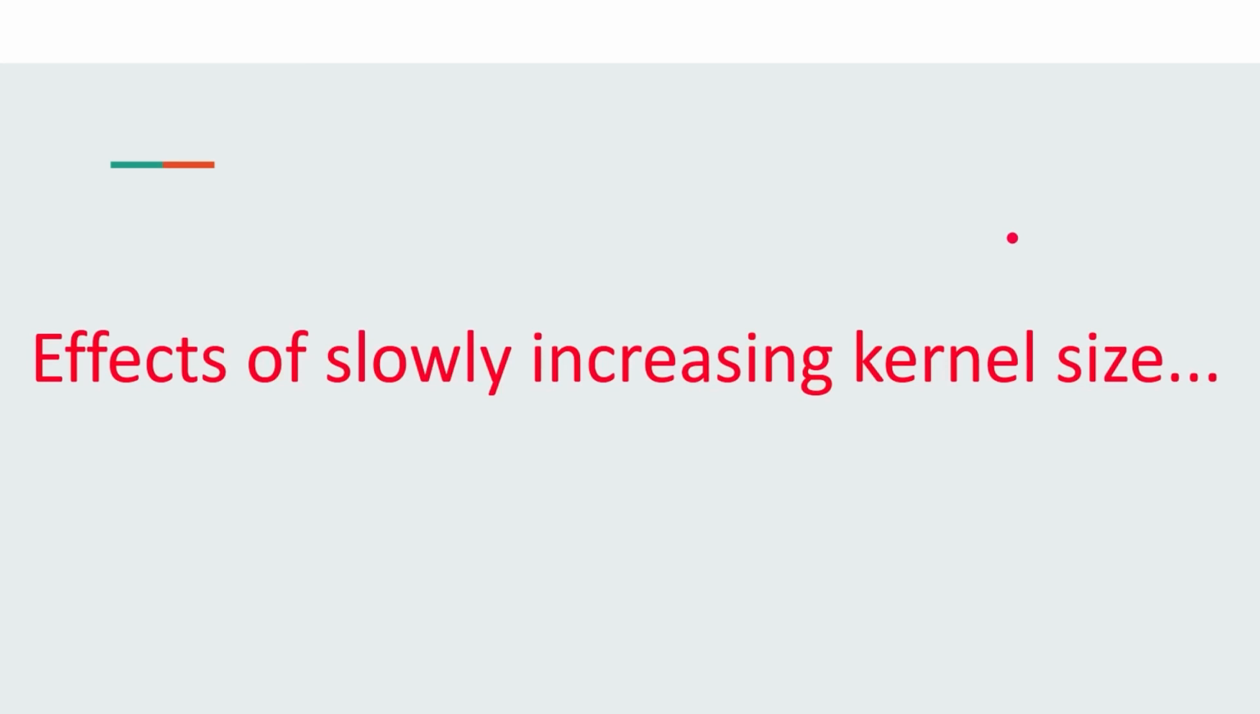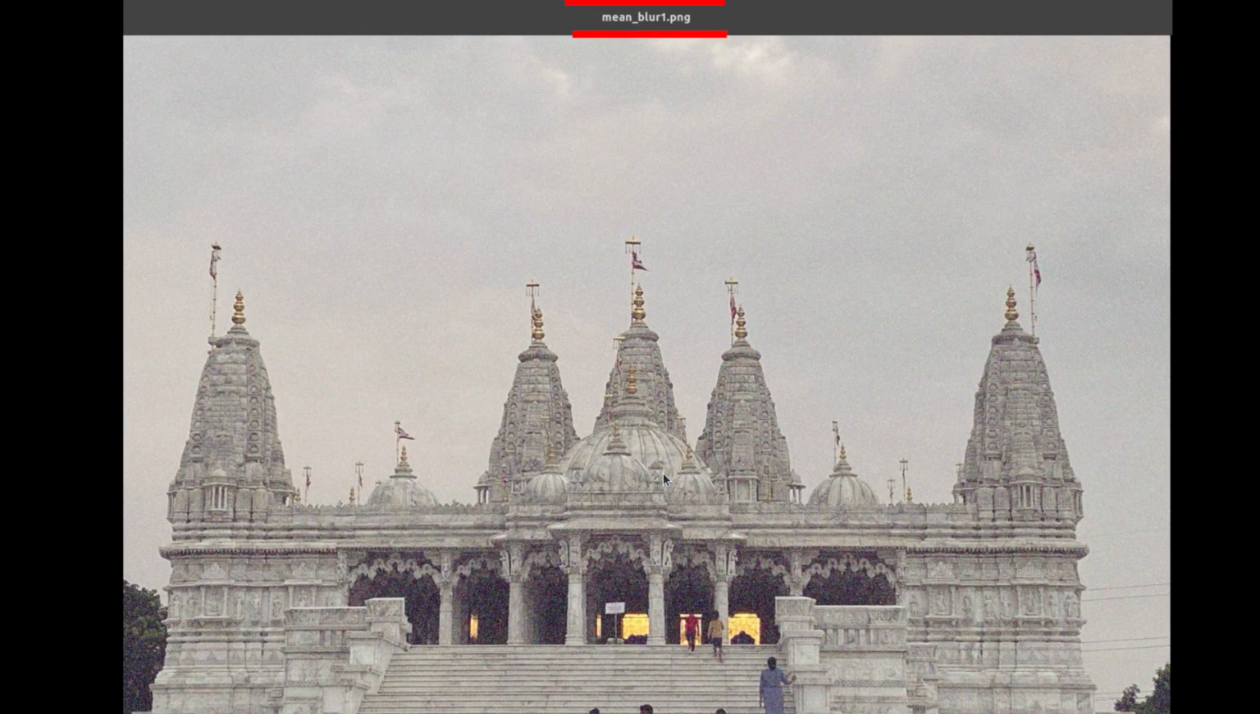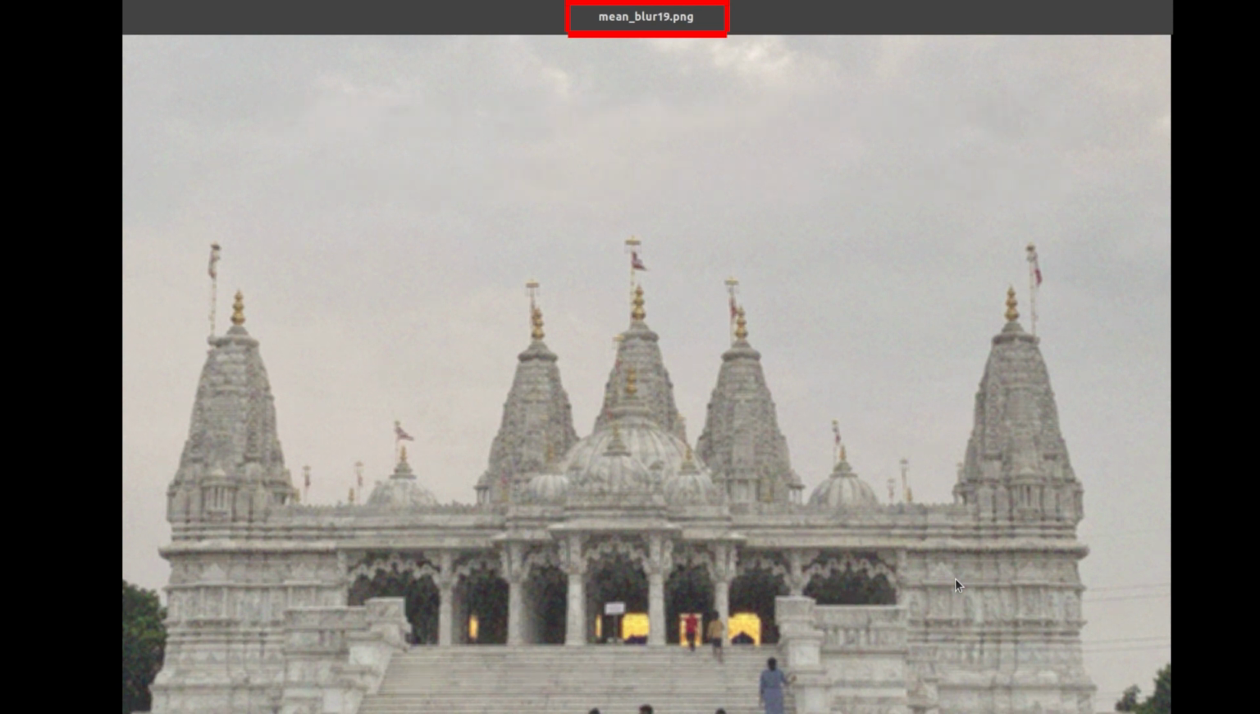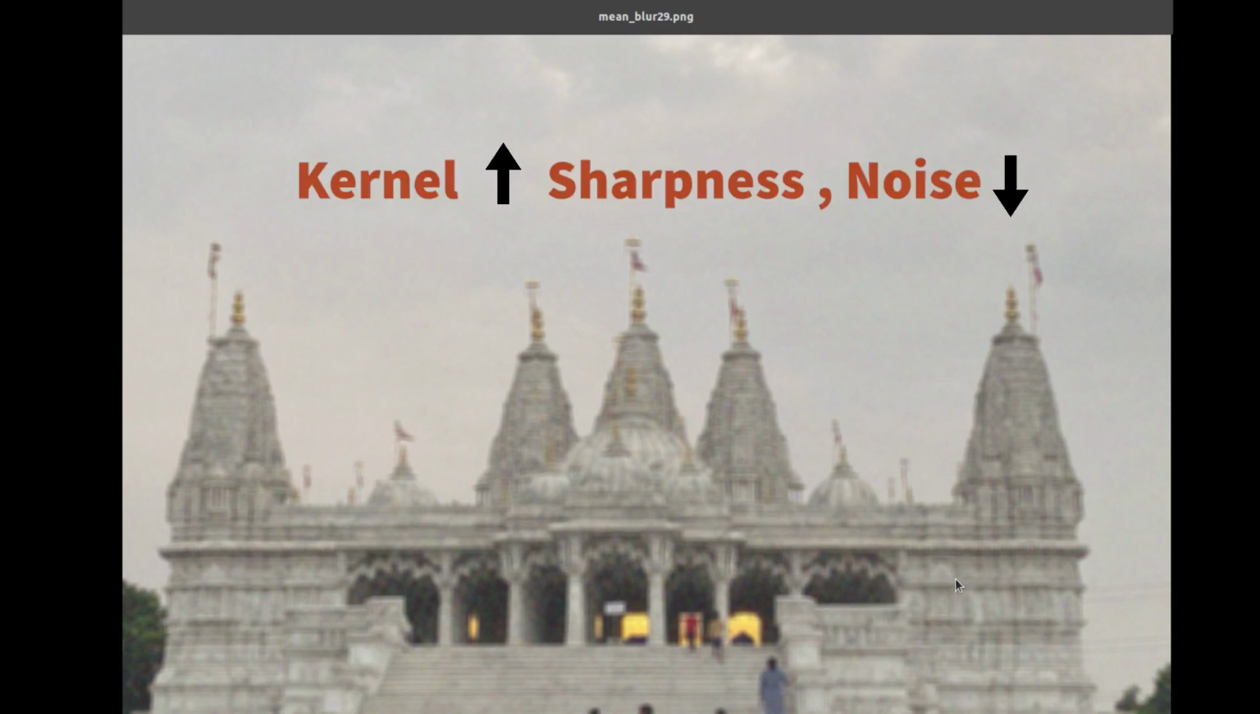So let's see the effect of slowly increasing kernel size on noise and sharpness. So this is our input image with noise. So now we slowly increase the kernel size. So here we are increasing the kernel size. So this is kernel size 9, 11, 13 and so on. It is slowly increasing. We have reached 25. So you see here the image is getting blurry, but the noise as well is reducing.